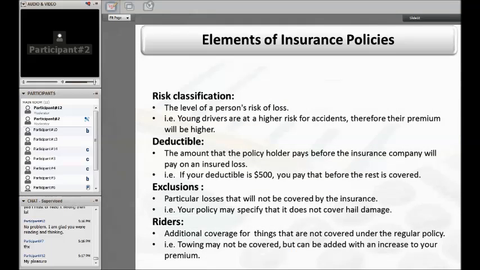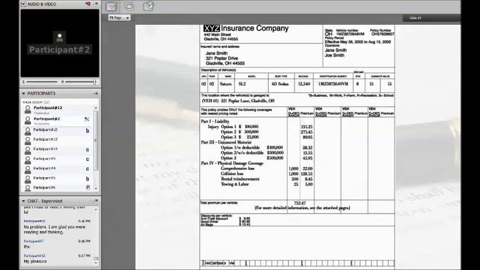Go ahead and type them in the chat box if you've got any questions. And that just went over what we just did. Here's an example of an insurance policy. This is just one page of the insurance policy, so you're not really going to see everything in here. But you can see, here's some deductibles, see DED. So this is going to show the deductible. For comprehensive loss, the deductible is $1,000. So that means that if something costs $2,000, the policyholder is going to pay the first $1,000.